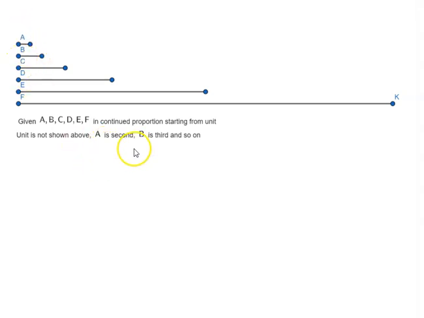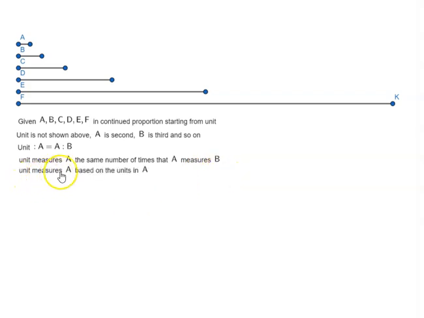So A is the second, B is third. We know since it is in continued proportion, unit is to A is equal to A is to B. That means unit measures A the same number of times that A measures B. But we also know unit measures A based on the units in A. So we can say A also measures B based on the units in A. That means B is equal to A times A, since A measures B based on the units in A. That means B is square.